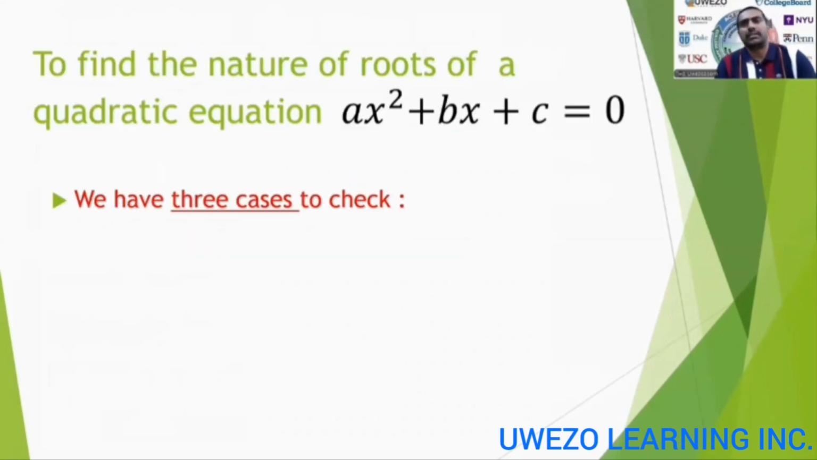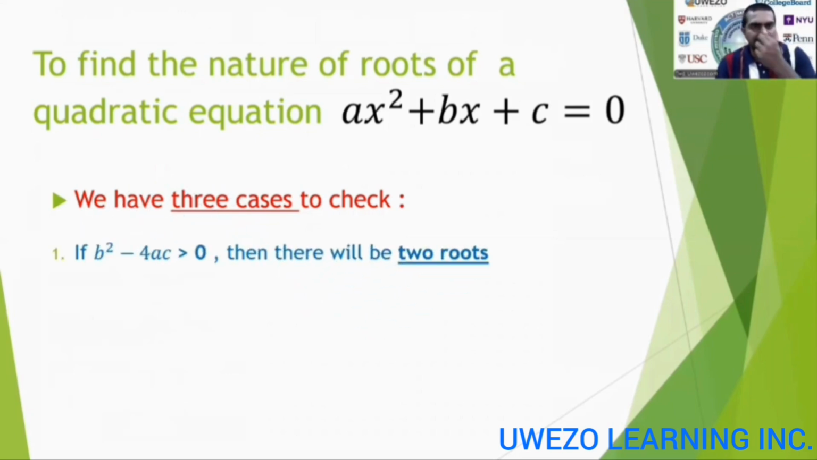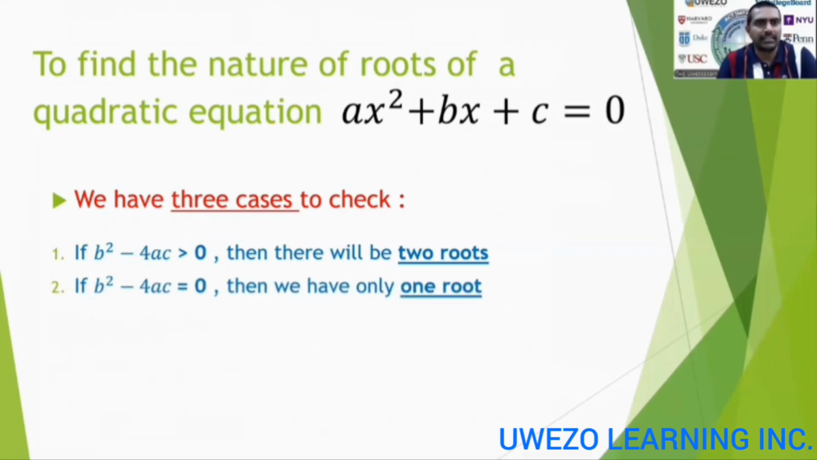Also, sometimes we need to check only the nature of the roots, so we don't have to really find the roots. We have three cases to check. The first case is when the discriminant is greater than 0, there will be two roots. And if the discriminant b² - 4ac equals 0, then we have only one root. And if the discriminant is less than 0, then there would be no roots.